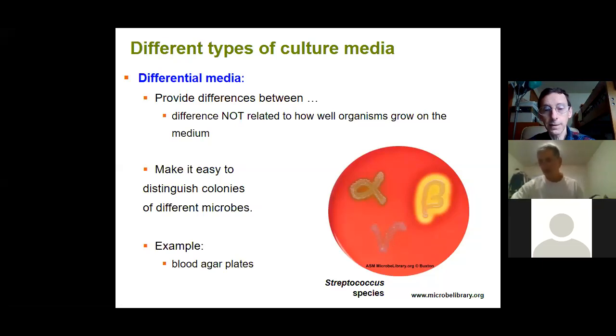Now you'll notice that this is the growth, and then this clearing here is the beta hemolysis. You'll notice we have a dark ring around the beta hemolysis. What that is, is alpha hemolysis, and there's usually a ring of alpha hemolysis around the beta hemolysis, meaning this is partial hemolysis right there. And that's something normal, but we call that beta hemolysis.